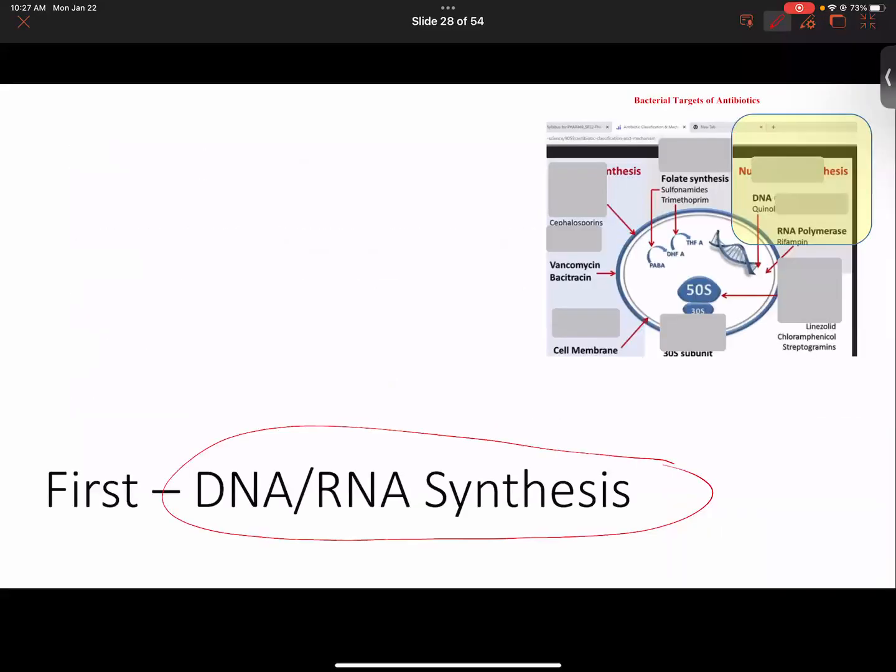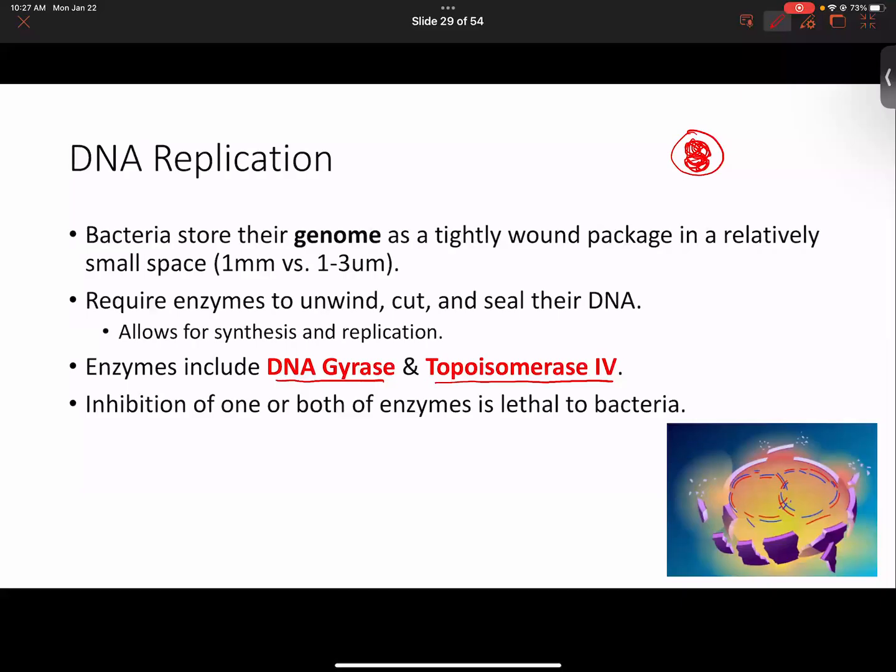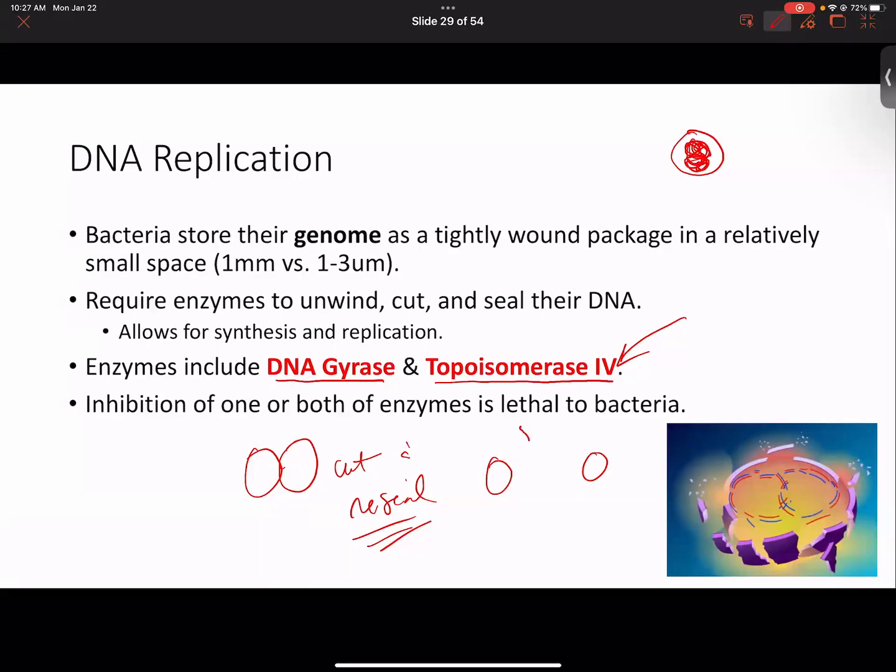One of the functions of topoisomerase 4 is to actually do that. It will cut and reseal the bacterial chromosome such that you have one chromosome in the daughter cell and then one chromosome in the parental cell. And then after the end of binary fission, you have 2.